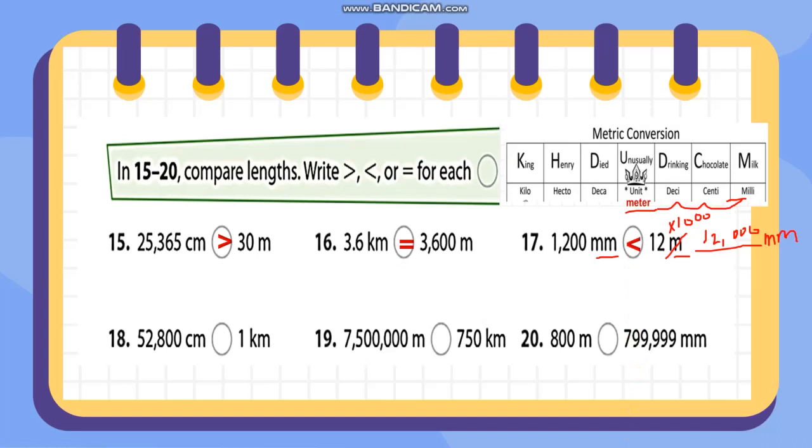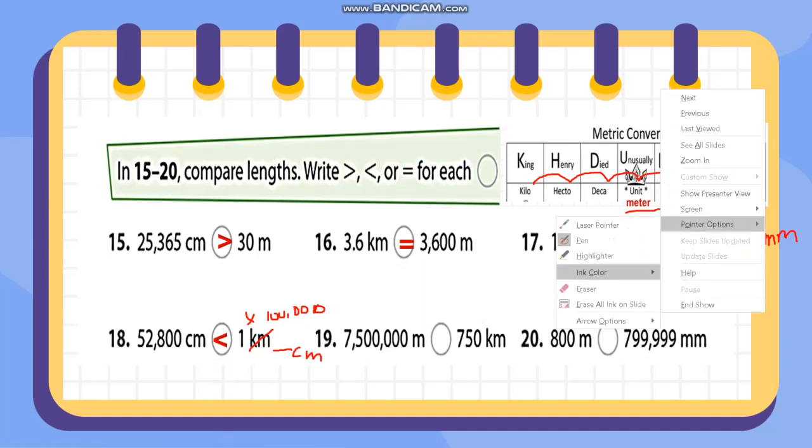52,800 centimeter compared to 1 kilometer. So I need to change this into centimeter. So kilometer to centimeter is how many movements? Tens, hundreds, thousands, 10,000, 100,000. So multiply by 100,000 because from bigger unit to smaller unit. So 1 multiplied by 100,000 is 100,000. And you have 52,800. Of course, the bigger is 100,000.